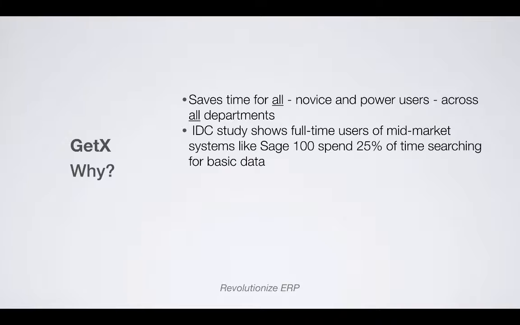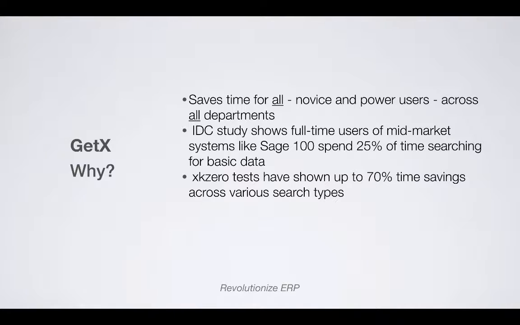There was a study by an organization called IDC that shows that full-time users of mid-market systems like Sage 100 spend 25% of their time searching for basic data. So just accessing basic data in their ERP system, 25% of your time. Well, here's what we found. And keep in mind, this was not a scientific study, but we did a broad range of tests of different types of data across different types of roles in the organization. And what we found is up to 70% time savings across various search types.